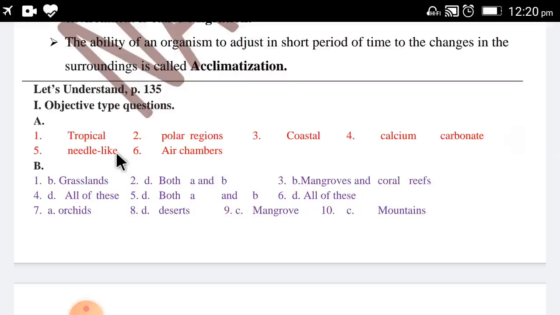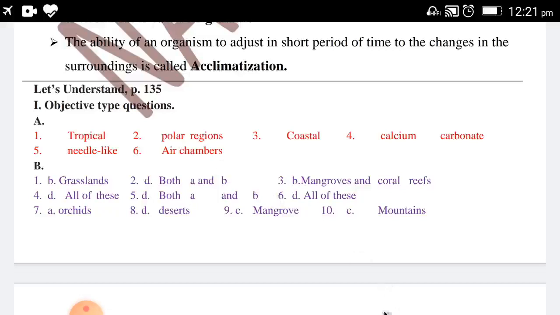Let us understand. Fill in the blanks with the suitable words. In that, the first one is: dash forest receive heavy rainfall throughout the year. The answer is tropical rainforest. Second one: walrus are found in polar regions. Walrus are found in polar region.